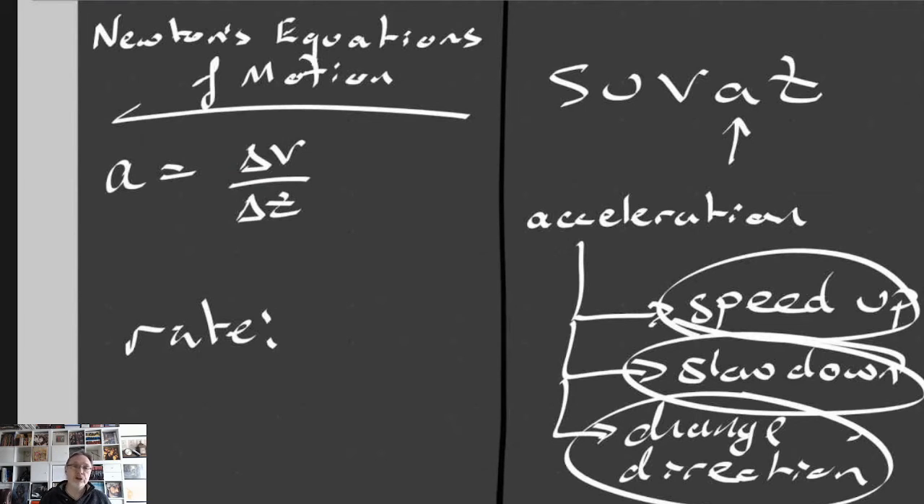If you're never quite sure, just ask yourself mentally: is this object getting faster, getting slower, or changing direction? And of course, you can do two of those things. You could speed up and change direction at the same time, or slow down and change direction at the same time. Okay, so let's get back to Newton's equations of motion.